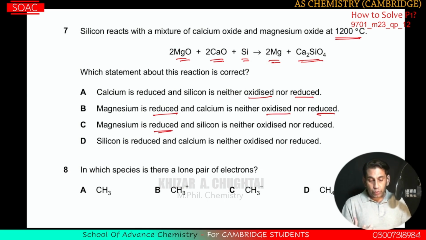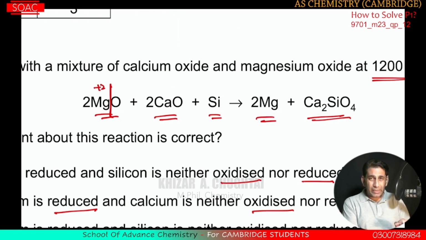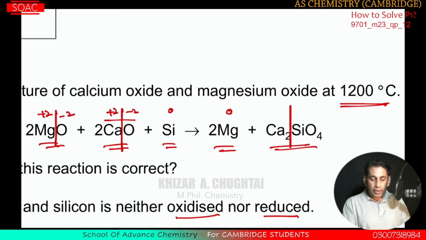First of all, I'm going to check the change in oxidation state of these elements. In this case, magnesium is +2, as it has a fixed oxidation number, belonging to group 2. Oxygen is -2. In the case of calcium, again it's group 2, +2, and -2 for oxygen. Silicon alone is 0. Again, magnesium is a pure element in this case, alone, so its oxidation number will be 0. And here are silicon, calcium, and oxygen; 3 elements are lying over here. Calcium never changes its oxidation state.